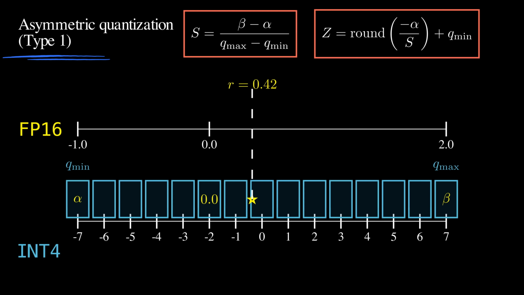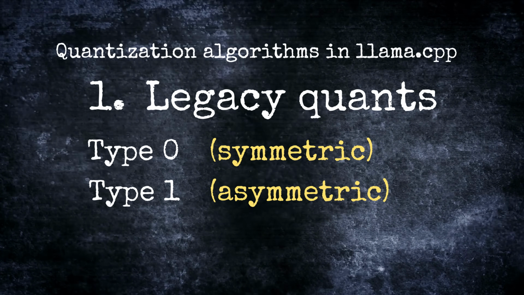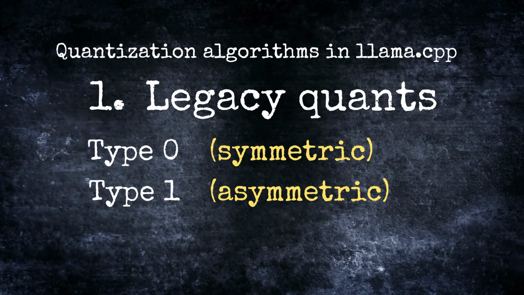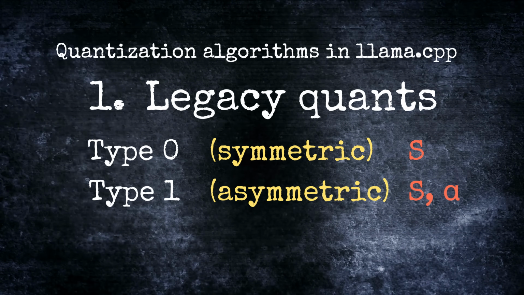So type 1 quants depend on two constants, s and z. In practice, GGUF stores s and alpha from which z can be easily derived. This extra value, which they often call min or offset, is the reason why type 1 is less memory efficient but more precise than type 0. So how much extra storage does type 1 require compared to type 0? Well, that depends on how many sets of quantization constants we have.